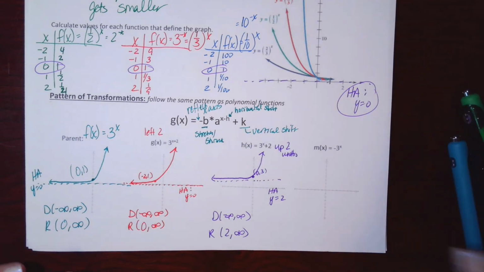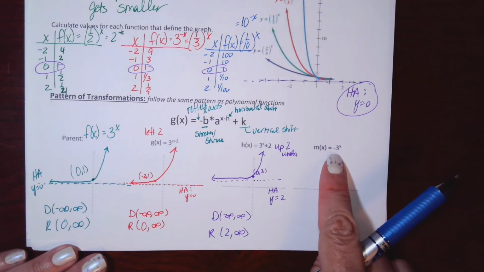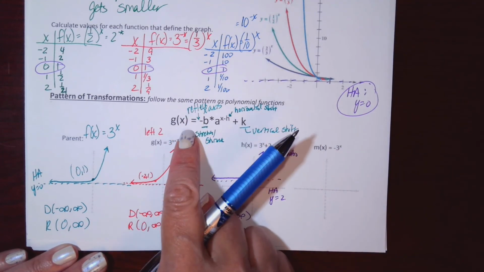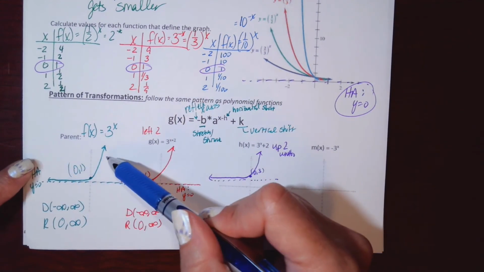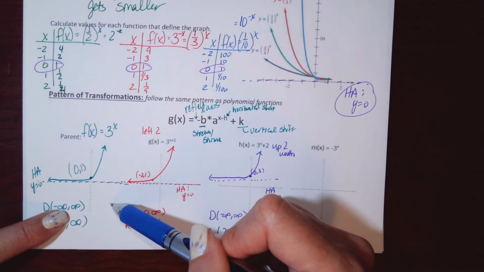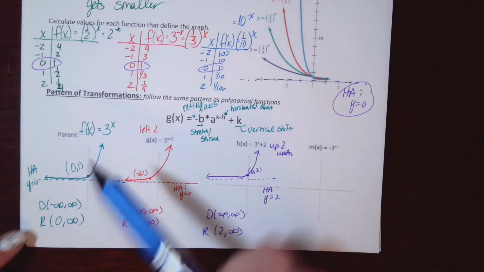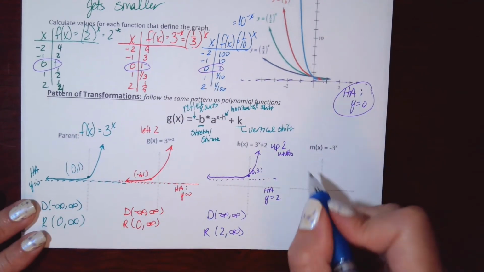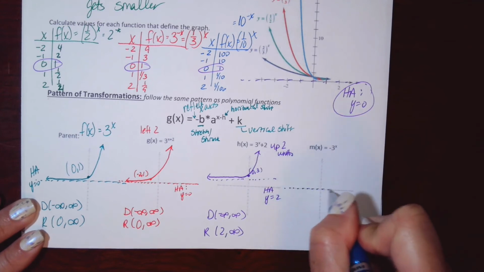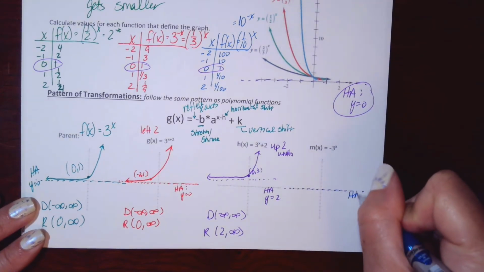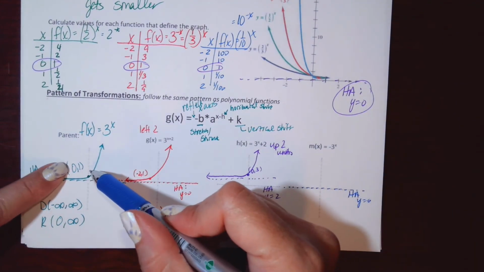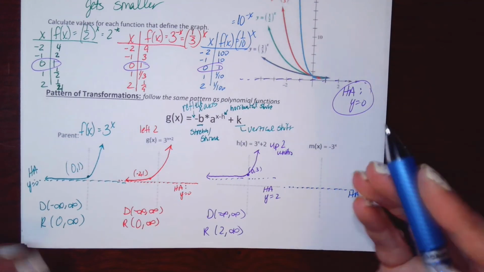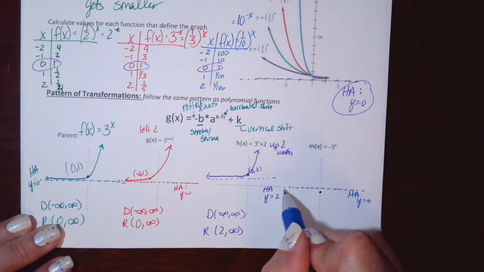And then my final transformation, m of x is -3 to the x. This negative out front reflects it across the x-axis. If it's just reflecting, I'm taking my parent function, I'm flipping it upside down. Instead of existing above the horizontal asymptote, it exists below the horizontal asymptote. The horizontal asymptote is not moving, so my horizontal asymptote is still at y equals 0. My y-intercept, instead of being 0, positive 1, is now 0, -1.